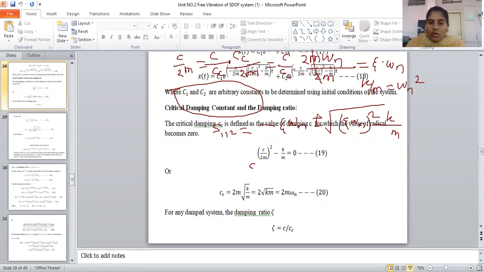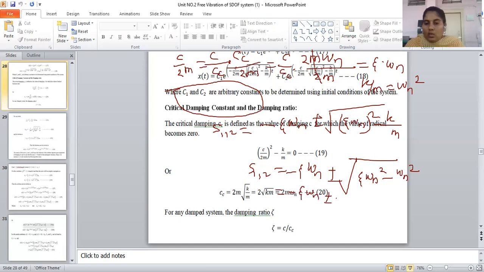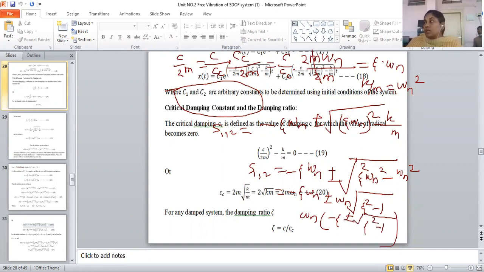So s1,2 is equal to minus zeta omega n plus or minus root of zeta omega n whole square minus omega n square. That omega n and that omega n are a common parameter here. So if we take omega n outside, what remains is minus zeta plus or minus root of zeta square minus 1. So that is the s1,2 value.